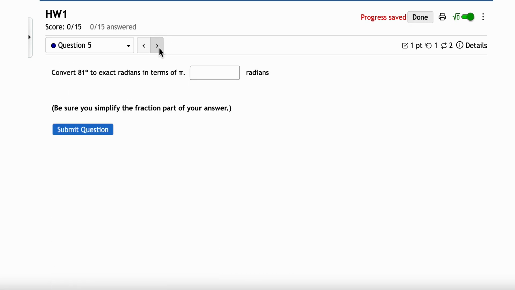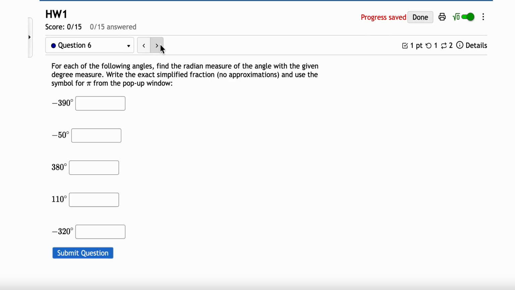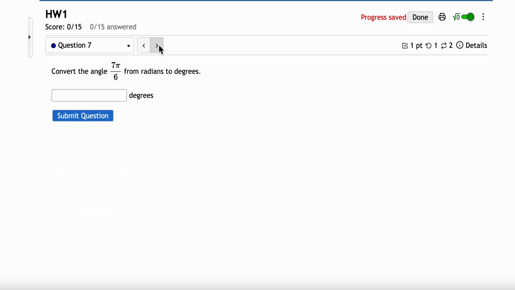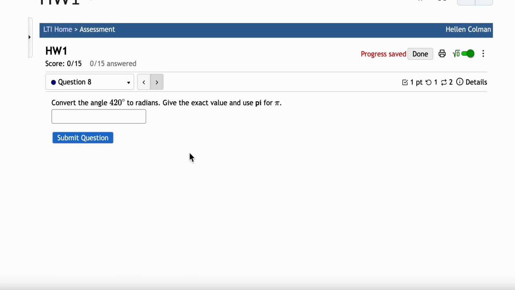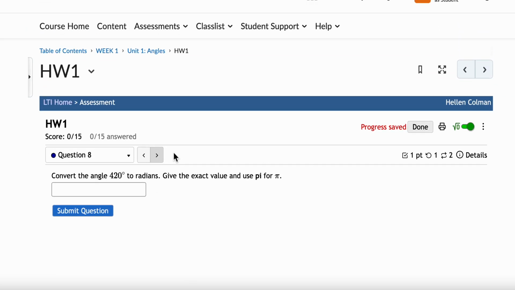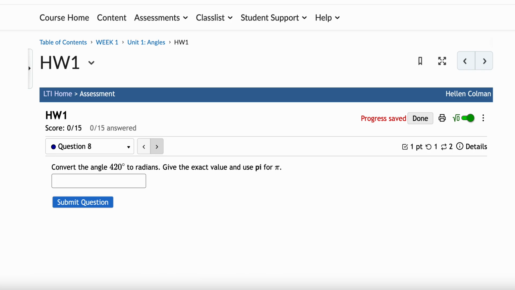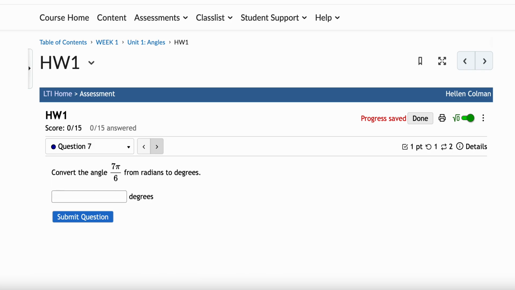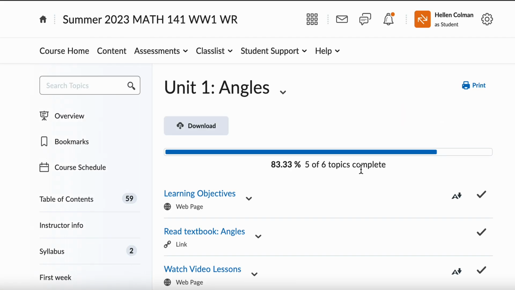So you have here this question of some other type. So there are different types of questions. These are just examples of the types of questions that you can get in the homework. And then when you finish the homework, let's go back to this unit.